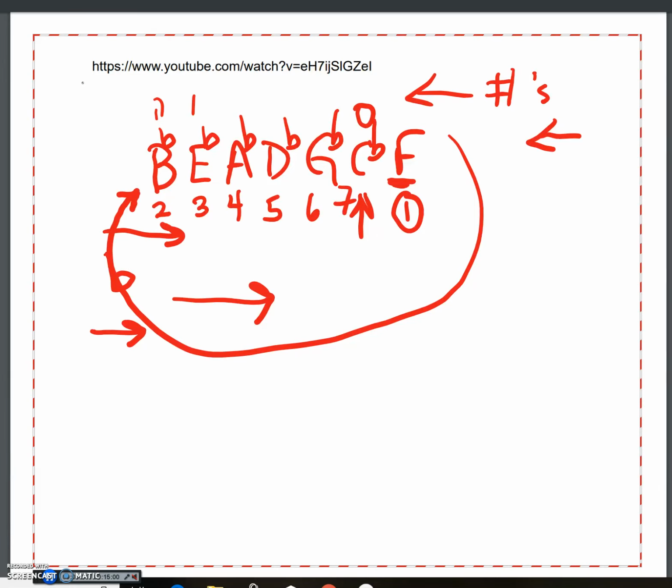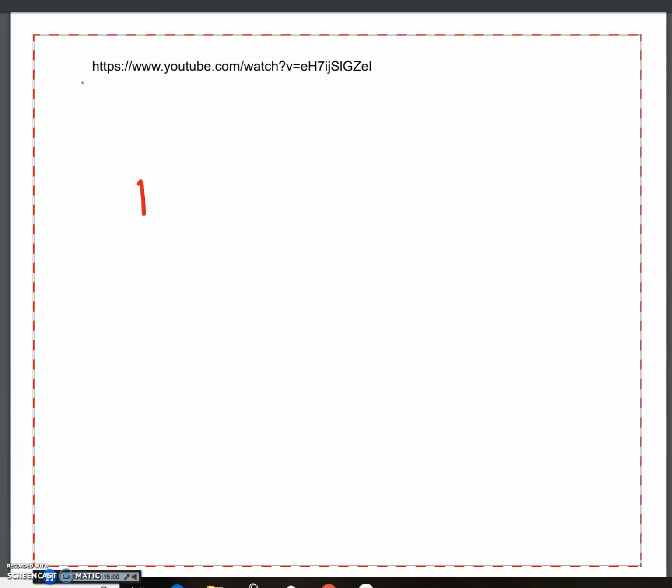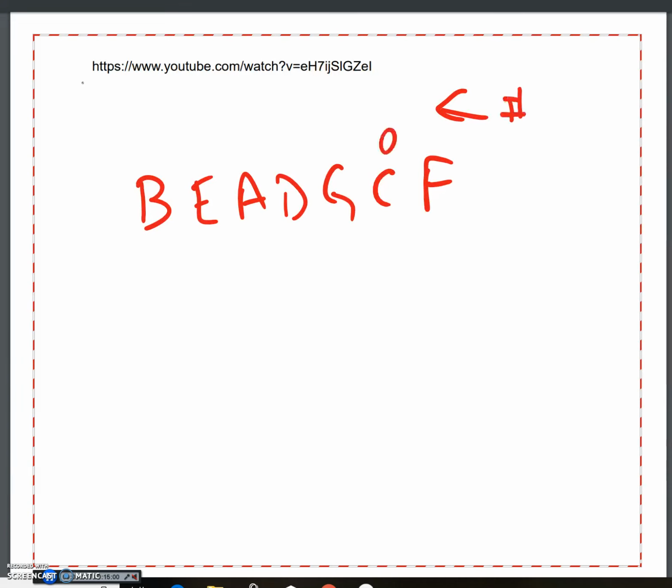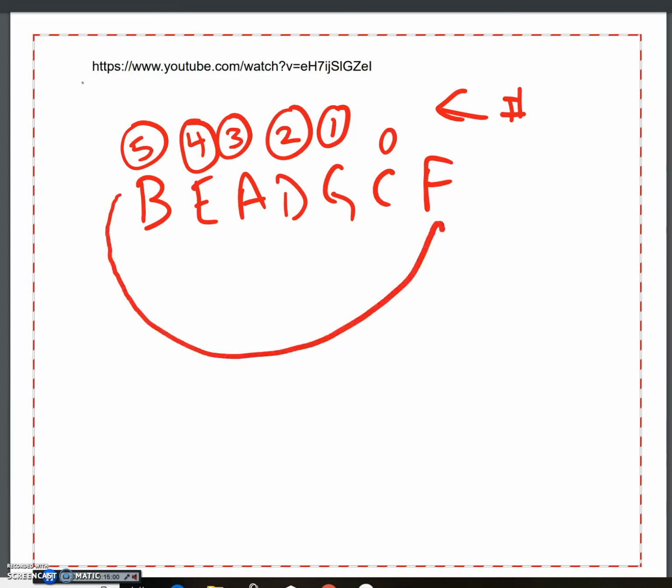Isn't that cool? Let's do the sharps. Bead greatest common factor. This way is the sharps. So I'm starting at C, which has nothing. G major, 1 sharp. D major, 2 sharps. A, 3, E, 4, B, 5. Oh, I'm falling off the cliff. I'm going over here. What am I going to add to the key signature? A sharp. 6 sharps is F sharp major and 7 is C sharp major.